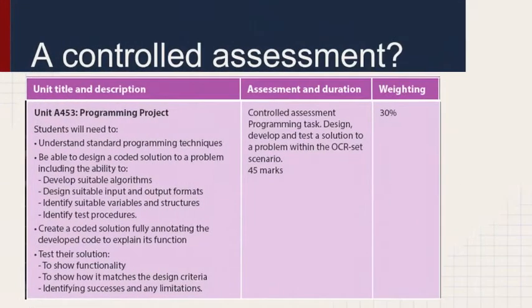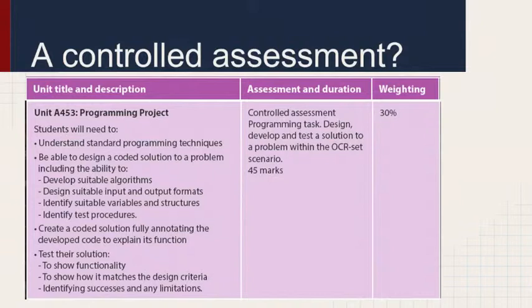The things that you need to do are listed in the syllabus, and this is the summary. You need to be able to show that you understand programming techniques. Now, by programming techniques, it means being able to perform loops, decisions, iterations, and sequence. Being able to assign things to variables and to use those variables in a program. To be able to design a coded solution to a problem, including the ability to develop suitable algorithms.